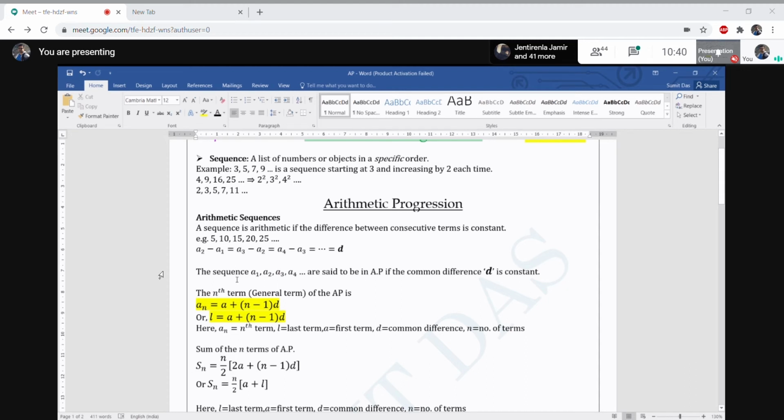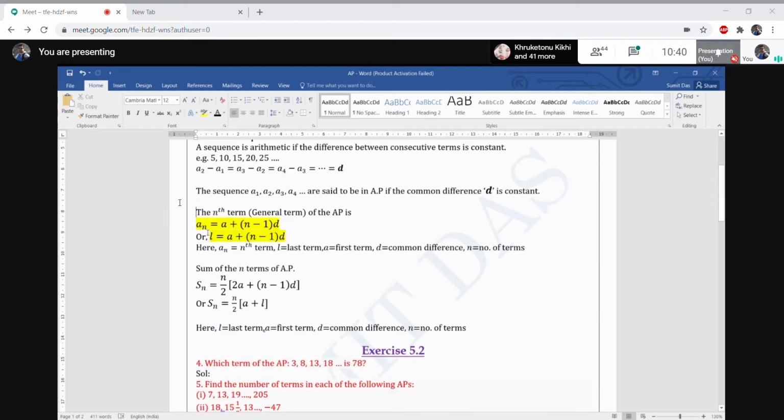So the most important formula you have is the general term formula, sometimes also called the last term. The formula is an equal to a plus n minus 1 into d. Or if it is the last term, it is sometimes called l, so l equals a plus n minus 1 into d. That is our formula.